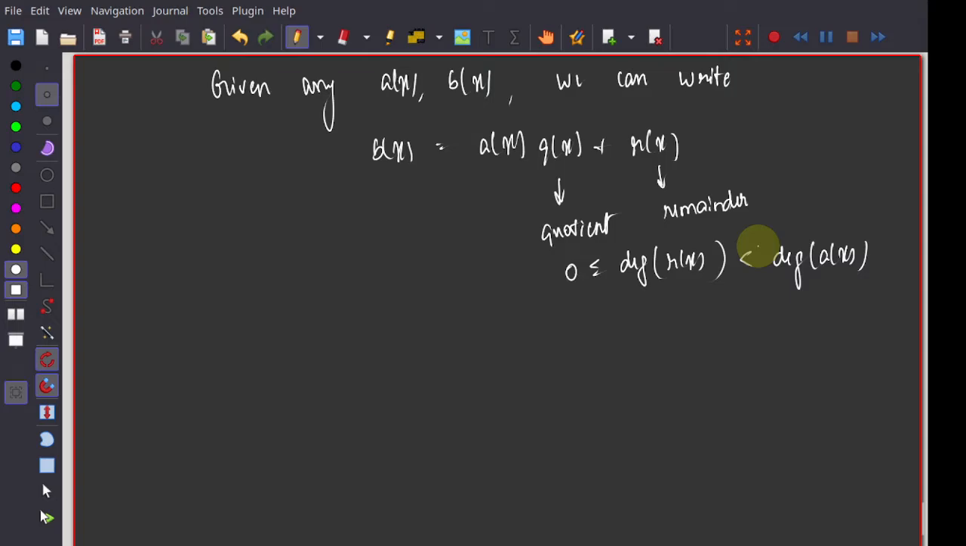Then I can further divide, right, to give something of smaller degree. But once it is less, there's nothing more I can do. So I keep dividing until the degree is strictly less than the degree of a of x. If it is not less than a of x, then I can further divide. So I can proceed in an inductive fashion.